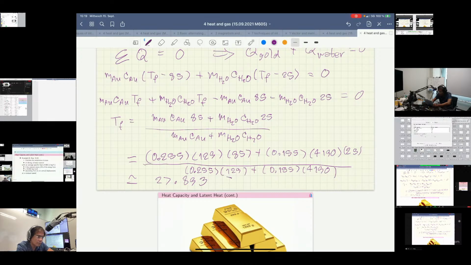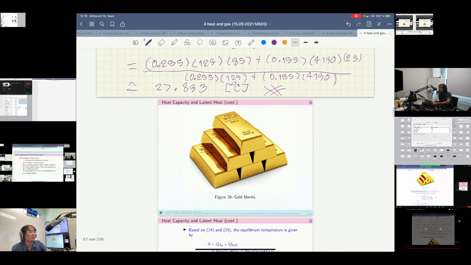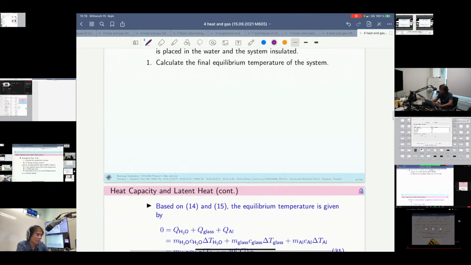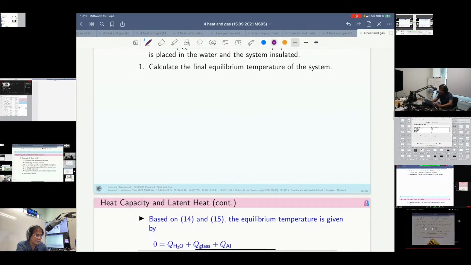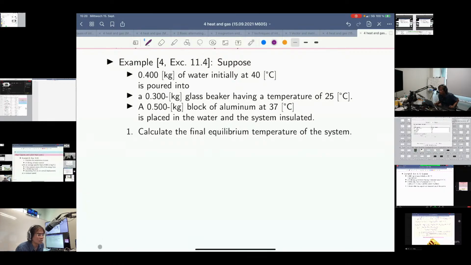Okay, when we substitute the values in degrees Celsius, we get the final answer in degrees Celsius, like that. So we get 27.893. So let's consider the last problem. We have three substances, three materials. The first one is the water at 40 degrees, which is poured into the glass, right?